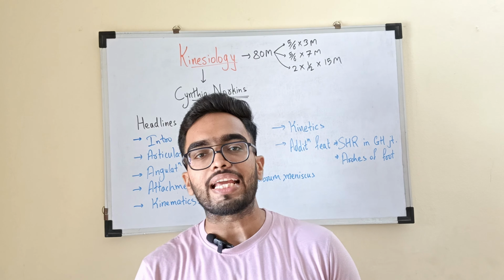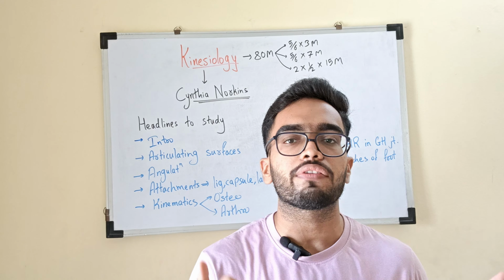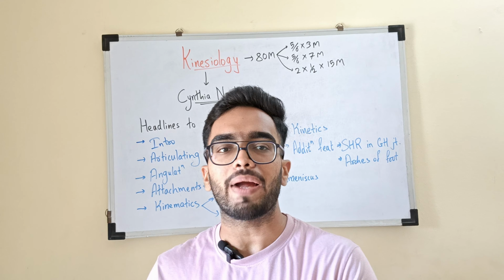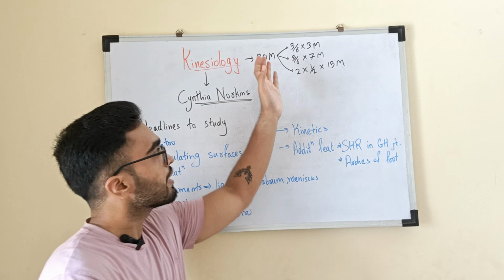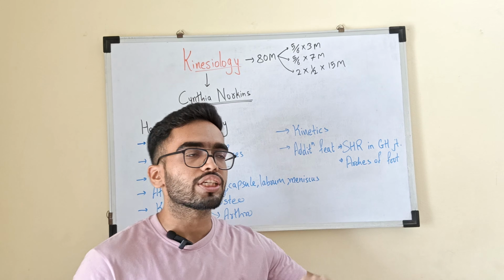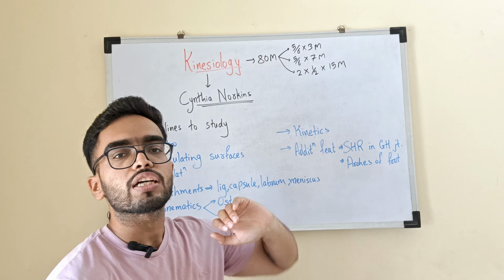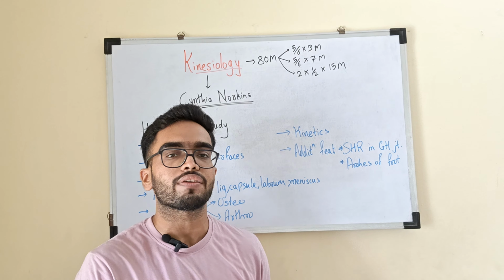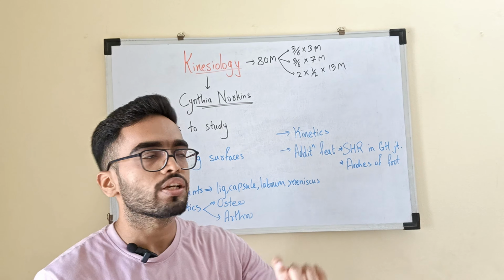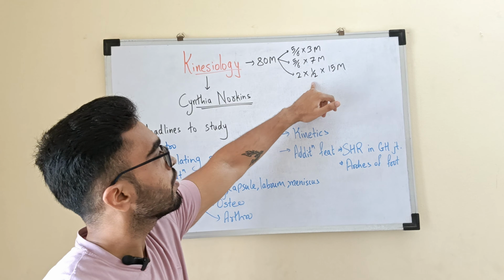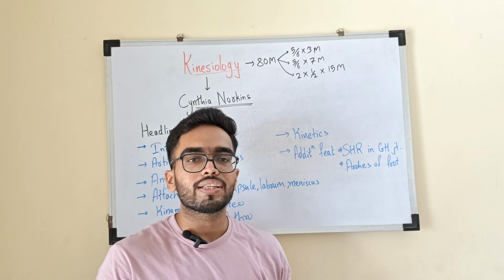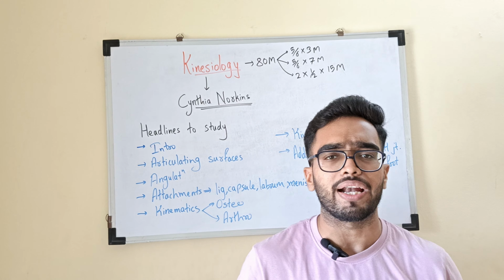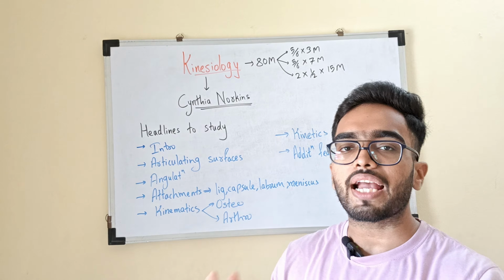Here we are done with our external subjects and now starting with the internal subjects. So internal subjects follow the same paper pattern. Each paper is of 80 marks and is divided into 3 sections. The first is 5 out of 6 questions for 3 marks, and next is 5 out of 6 for 7 marks, and then 2 sets of 1 out of 2 for 15 marks. So all the 3 papers, that is kinesiology, kinesiotherapy and electrotherapy, follow this same paper pattern.